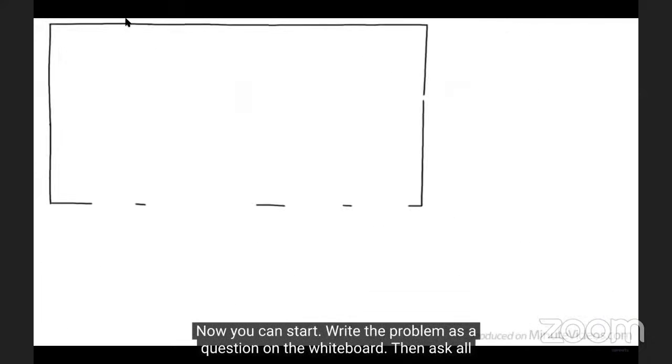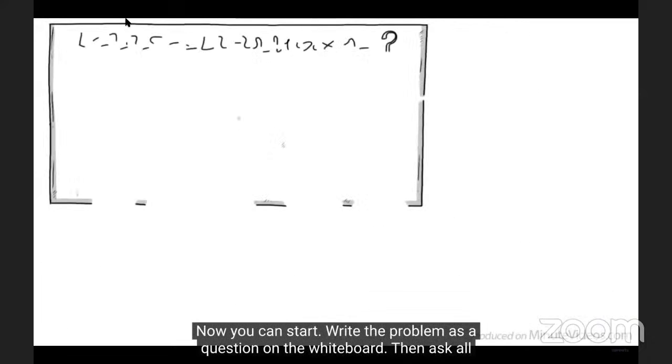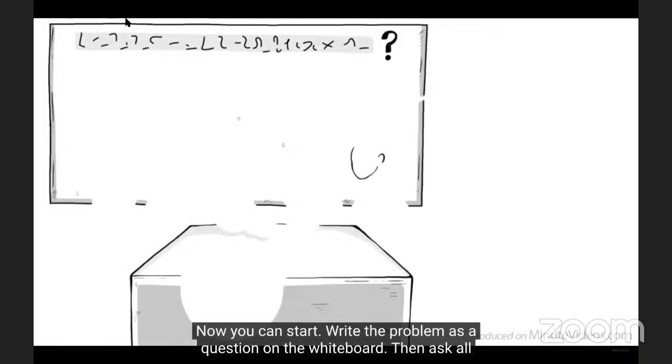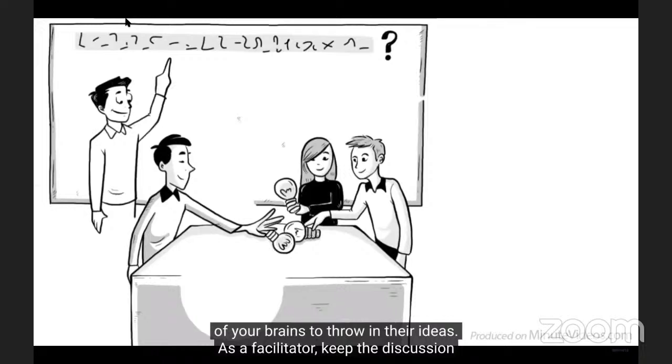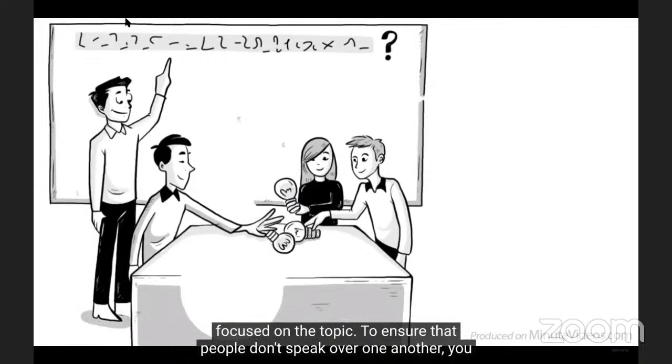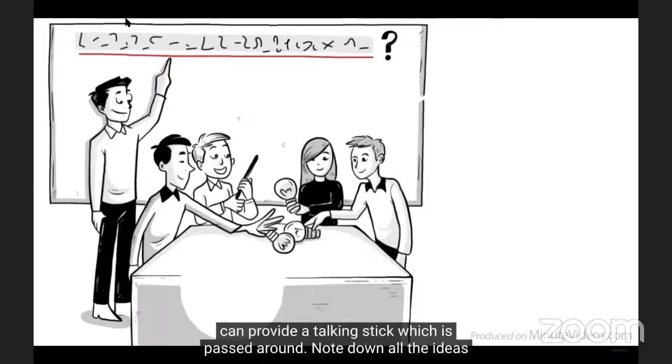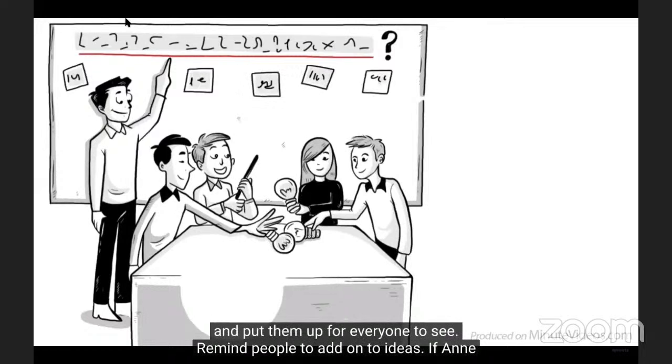Now you can start. Write the problem as a question on the whiteboard. Then ask all of your brains to throw in their ideas. As a facilitator, keep the discussion focused on the topic. To ensure that people don't speak over one another, you can provide a talking stick which is passed around. Note down all the ideas and put them up for everyone to see. Remind people to add on to ideas.